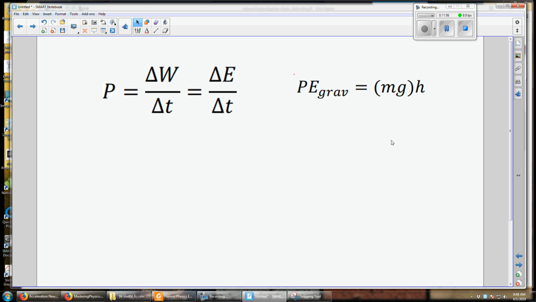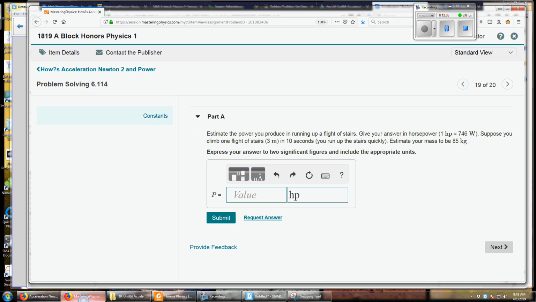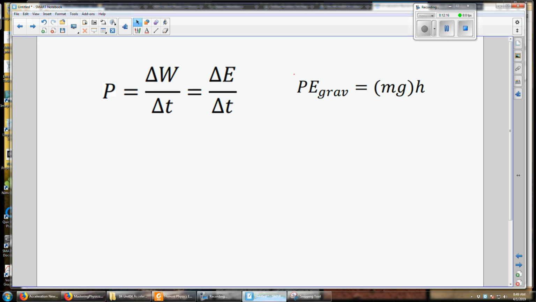So it asks me about the power, and it also tells me 746 watts equals 1 horsepower. So I think I'll make a note of that someplace. 1 horsepower, 746 watts.